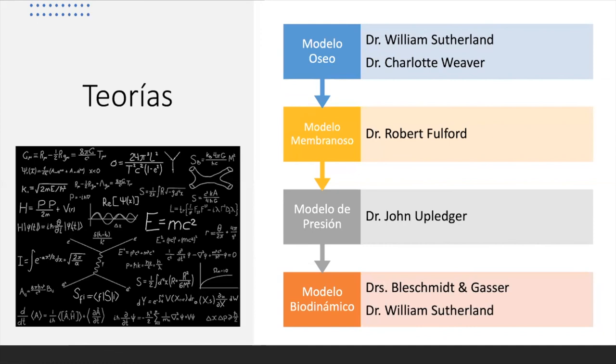Dr. Sutherland, who started out with this bony idea, later on came to another idea we call biodynamic. And he was introduced to Drs. Blechschmidt and Gasser. They are not osteopaths. They are PhD anatomists who had a different way of looking at the body. And Dr. Sutherland changed his mind and said, no, no, this is a new model, the biodynamic model.